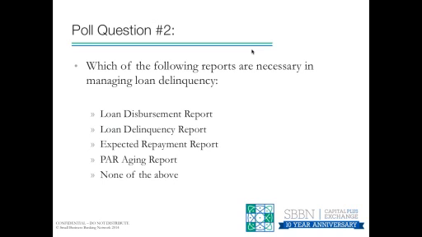All right. And so Cecilia, I don't think you can see the results, but PAR aging report, we had about 83% say that this is necessary. Loan delinquency report and expected repayment report were right around 78 and 74%. And then loan disbursement report, we had 39% of the participants vote for that one. Okay, good. So thank you, Jessica. Great. And so I know you'll be speaking about that in the next slides, which are the best reports.